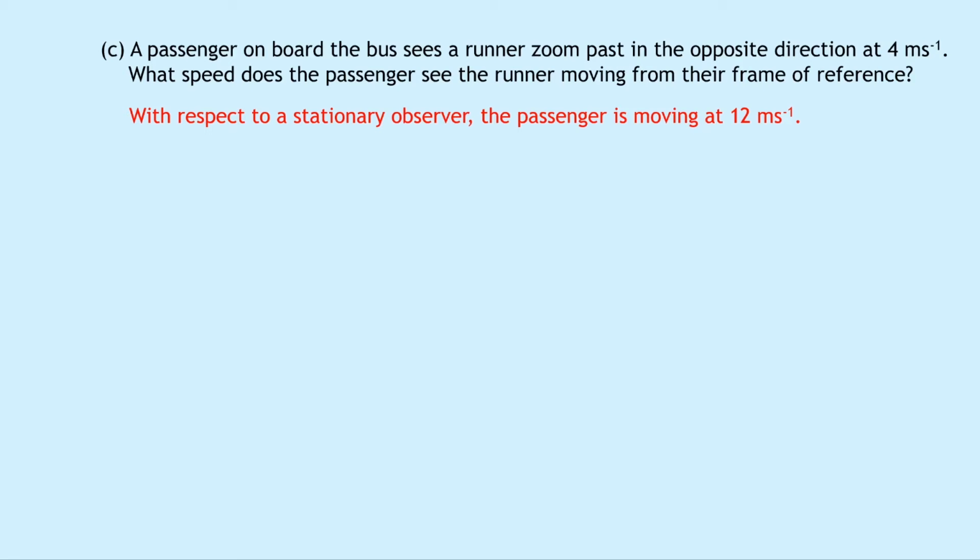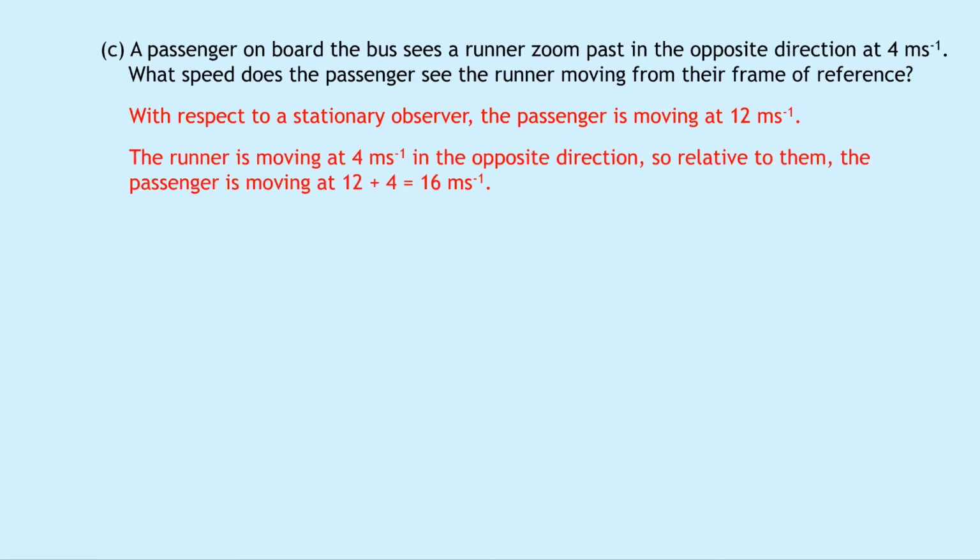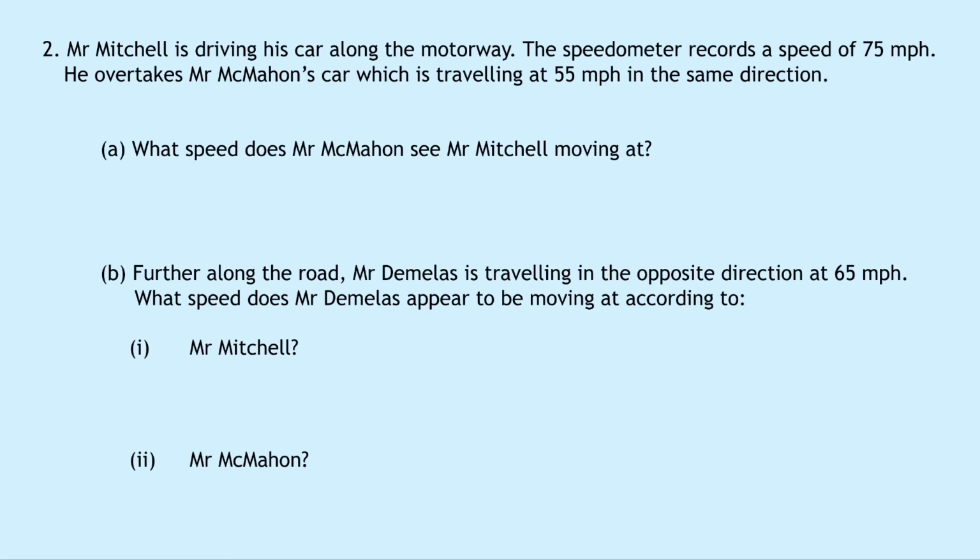And we know from the question that the runner is moving at 4 meters per second in the opposite direction, so relative to them, the passenger is moving at 12 plus 4, which equals 16 meters per second. So this is the case where we've got two observers moving in opposite directions, so we need to add the velocities.